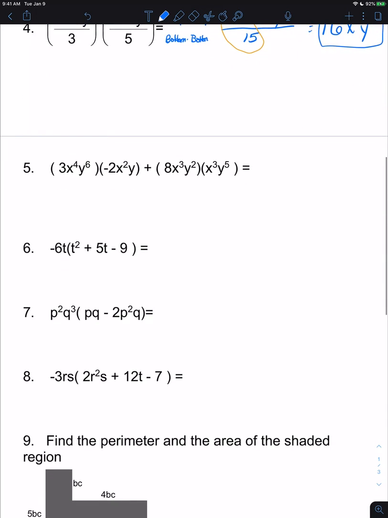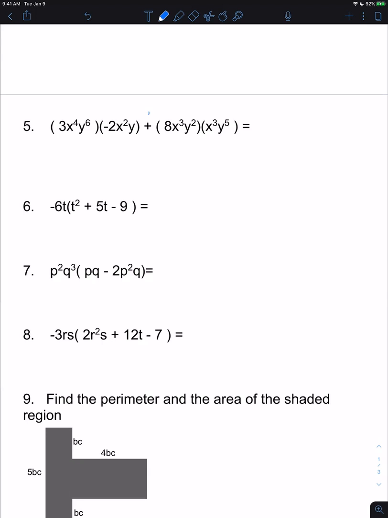Okay, so we're just going to do a few more, keeping in mind exactly what our signs are. So on number 5, we're going to have to add here. And so remember how we add. We can only add like terms. So let's multiply these two terms out first. So we've got 3 times negative 2. That's negative 6. X to the 4th times x squared is 4 plus 2, so x to the 6th. Y to the 6th times this y with that imaginary 1 is y to the 7th.